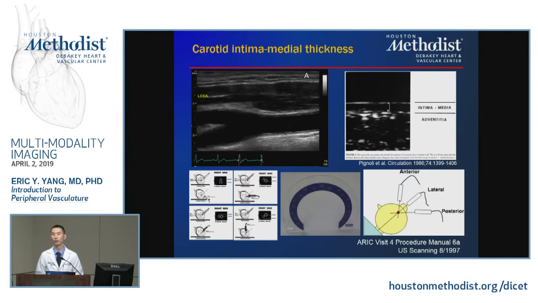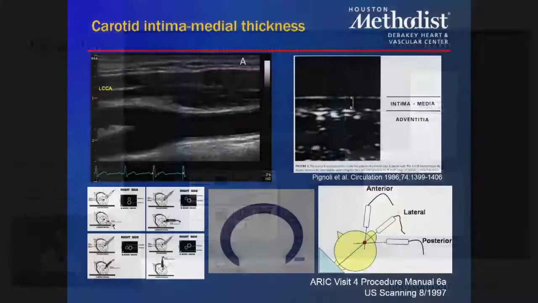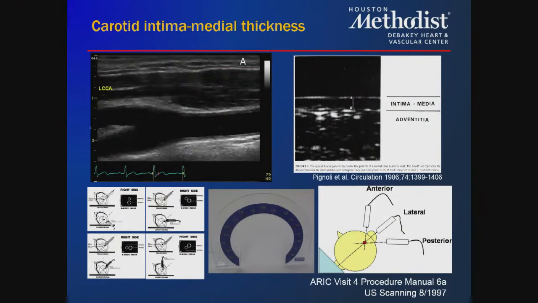But in terms of what we can actually assess with vascular ultrasound, we can actually evaluate quite a bit, beginning with the carotid intima-medial thickness. This is actually something that's been described well back in the 80s by Pignoli et al. They did cadaver experiments and also did healthy volunteers and showed they could see the double parallel line bars corresponding to the intima-medial layers of the arterial wall.